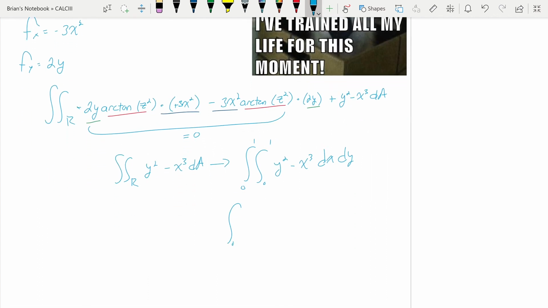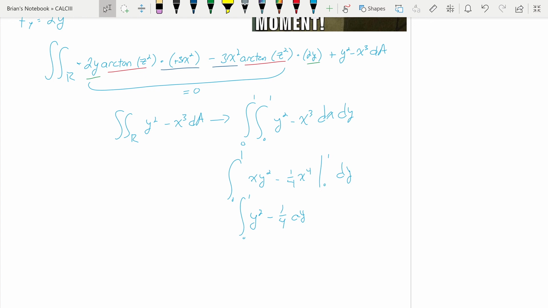And if we do that, we get 0 to 1. So integrate with respect to x first, so we'll get x y squared minus 1/4 x to the 4th, evaluated from 0 to 1. And if we do that, we'll get y squared minus 1/4, 0 to 1 dy. And then if we do that, then we'll get 1/3 y cubed minus 1/4 y from 0 to 1. So we'll get 1/3 minus 1/4. Boom. Awesome.